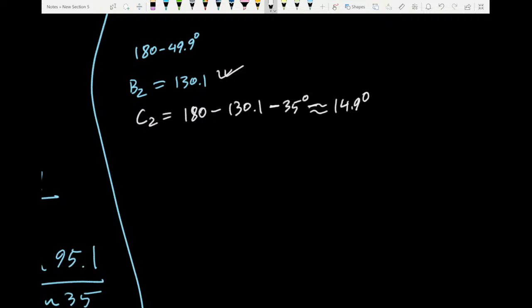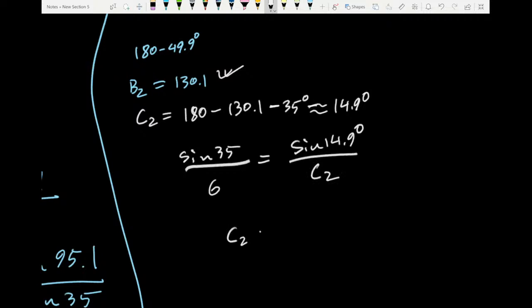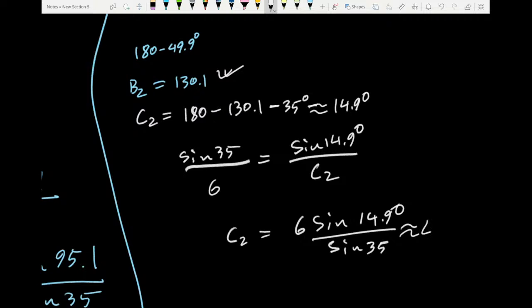Now can we find the missing side? It's super easy now. Sine of 35 over 6 equals sine of 14.9 over C2. So C2 equals 6 times sine of 14.9 degrees over sine of 35. And roughly, it will equal 2.69.